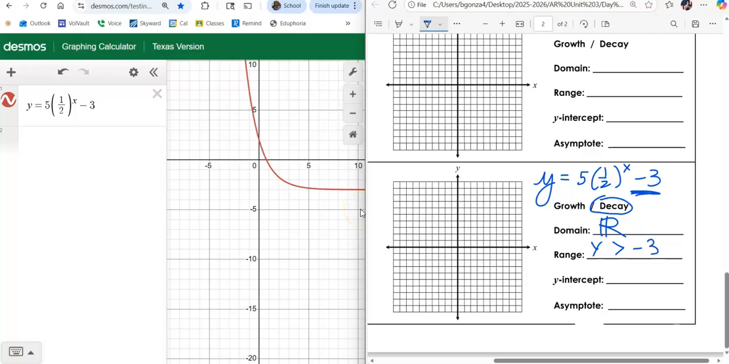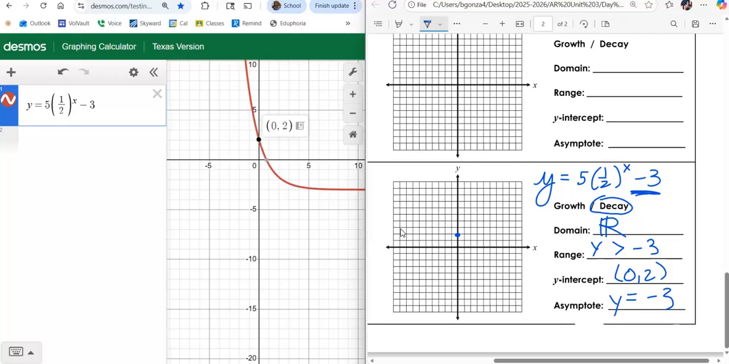The y-intercept touches right here at (0, 2). And what is the asymptote? Where does it flatten out? y equals negative 3. Notice the range and the asymptote are always similar, but the range is an inequality and the asymptote is an equals. See the difference? Wake up!